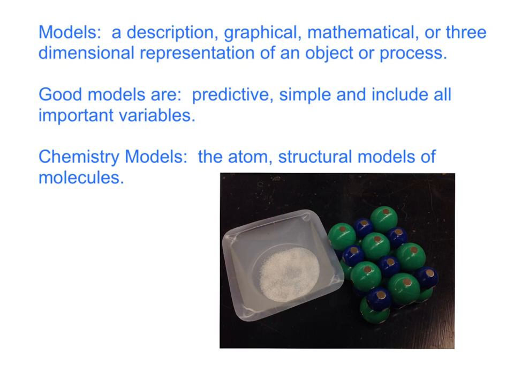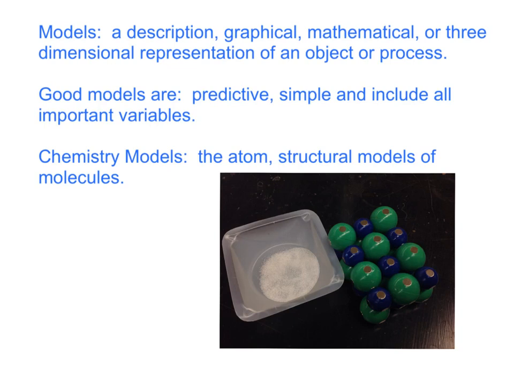All right, so one thing we use in science a lot are models. It's very hard for people to imagine things they really can't see. So in science, we use a lot of models, either a description, graphical, mathematical, or three-dimensional representation, to help you understand.